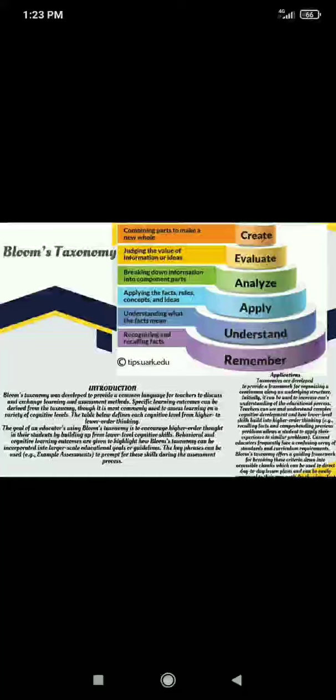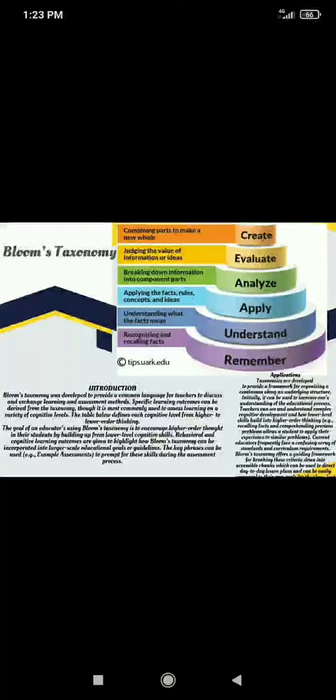The table below defines each cognitive level from higher to lower thinking. First one is to create, that means combining parts to make a new whole, and then to evaluate, judging the value of information or ideas, and to analyze the information into component parts, and then apply the methods or ideas to some statements or problems, and then to understand and remember.